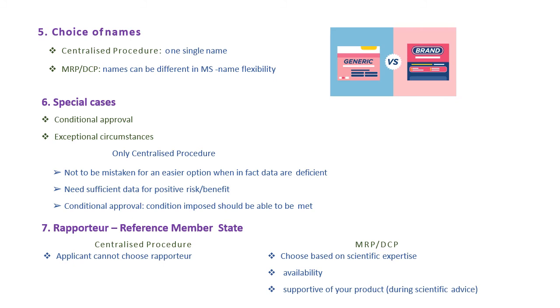The last strategy would be when you're considering the different member states. In the centralized procedure, the applicant cannot choose the rapporteur, but in the mutual recognition procedure or the decentralized procedure, the applicant can choose the reference member state. It's chosen based on the scientific expertise, availability, or support for your product during scientific advice. So it all depends on that, and you have flexibility when you want to choose your reference member state.